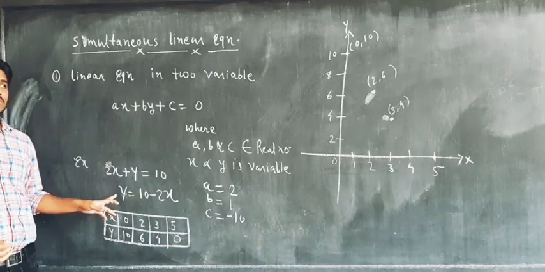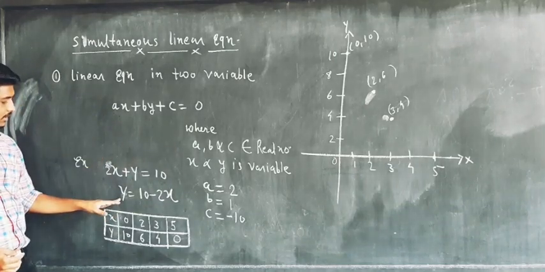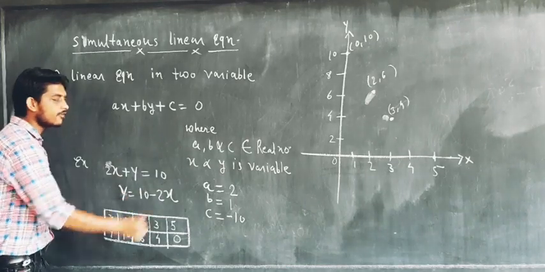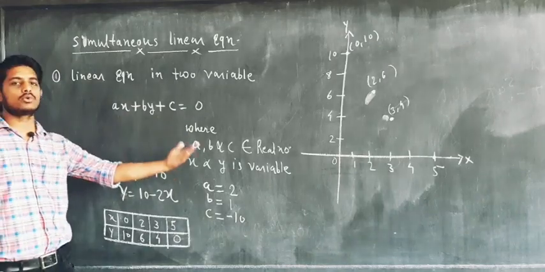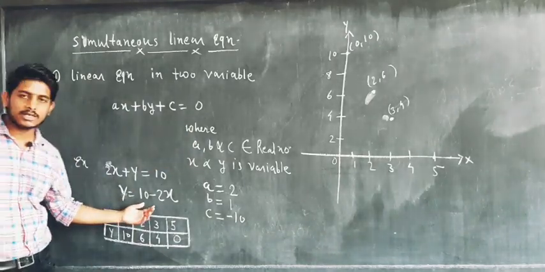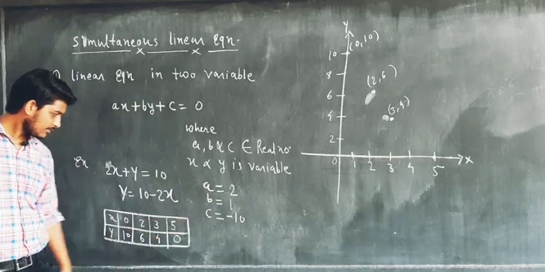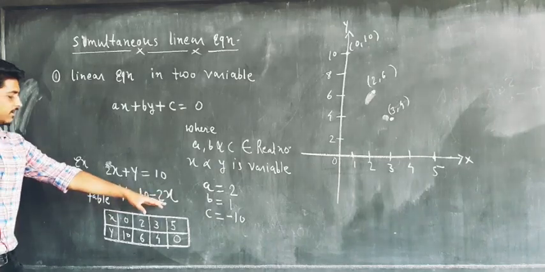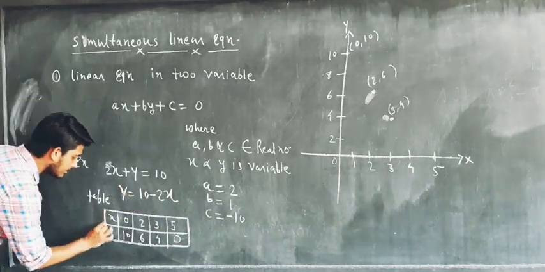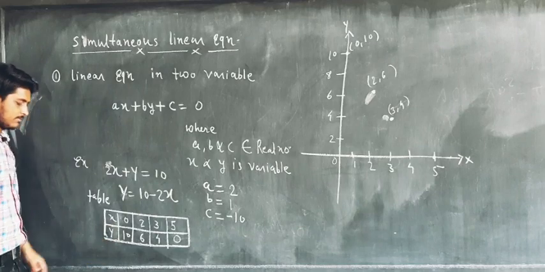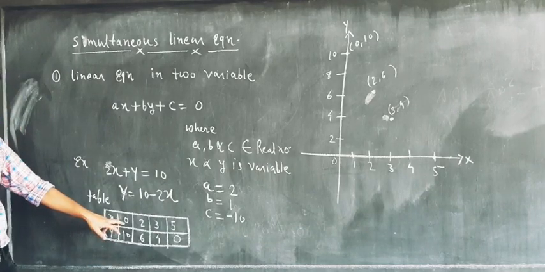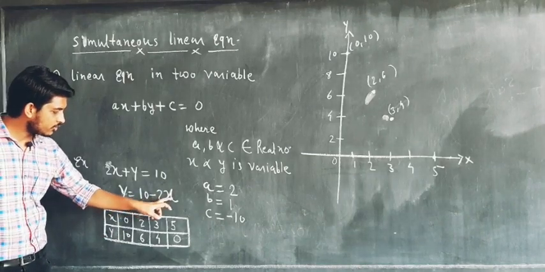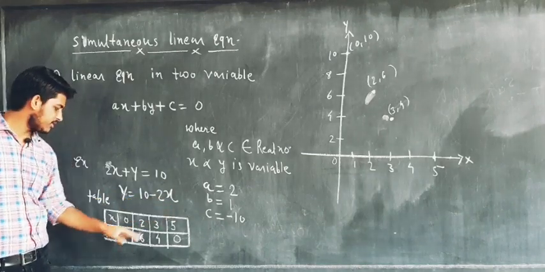Now, if I tell you to convert any variable in terms of another variable, here I am converting the variable y in terms of x. So this 2x will go to the other side of the equal sign. So y equals 10 minus 2x. Now make a table for the values of the variables x and y. Now if I put the value of x as 0, what value of y will I get? 10 minus 2 into 0, 2 into 0 becomes 0, so 10 minus 0 becomes 10.